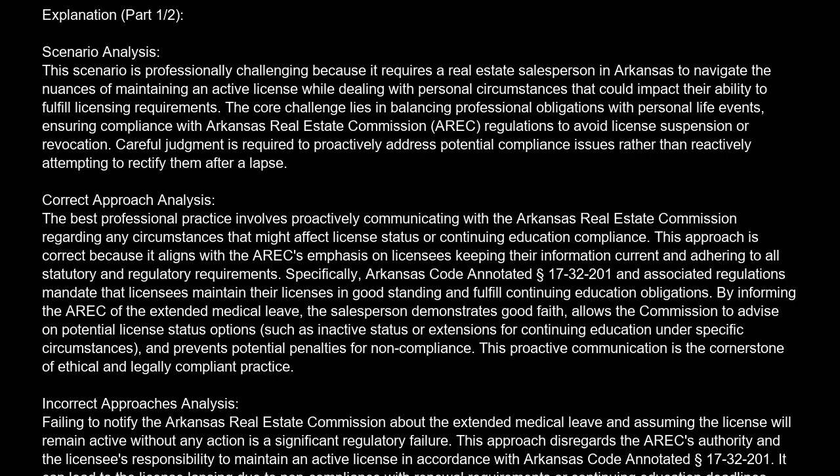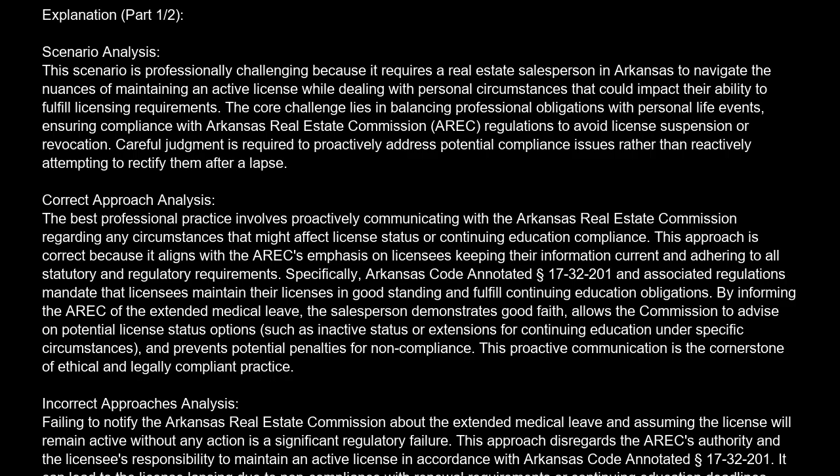Incorrect approach analysis. Failing to notify the Arkansas Real Estate Commission about the extended medical leave and assuming the license will remain active without any action is a significant regulatory failure. This approach disregards the AREC authority and the licensee's responsibility to maintain an active license, in accordance with Arkansas Code Annotated Section 17-32-201. It can lead to the license lapsing due to non-compliance with renewal requirements or continuing education deadlines, resulting in penalties and the need to reapply for licensure.